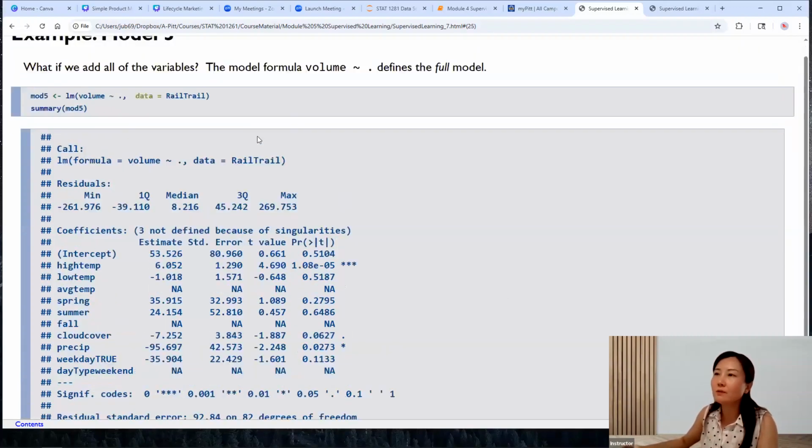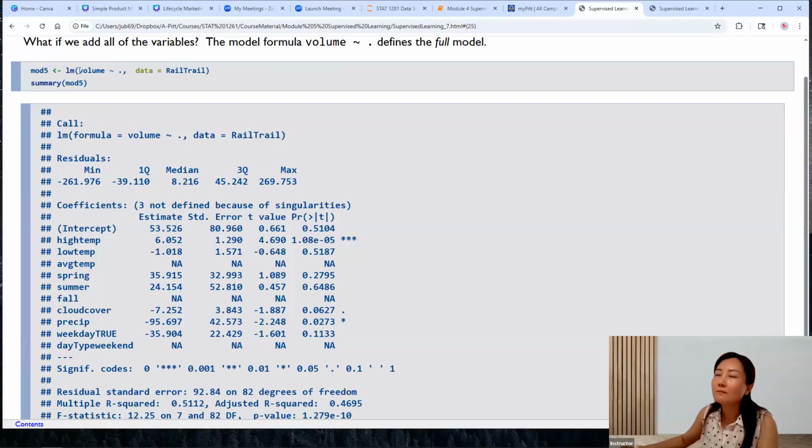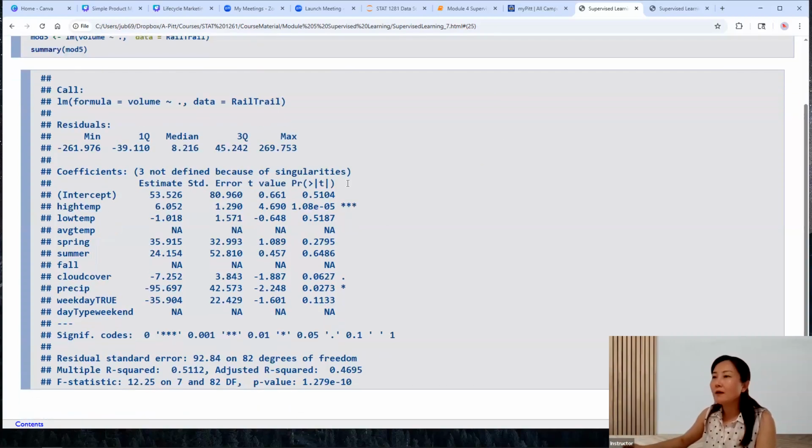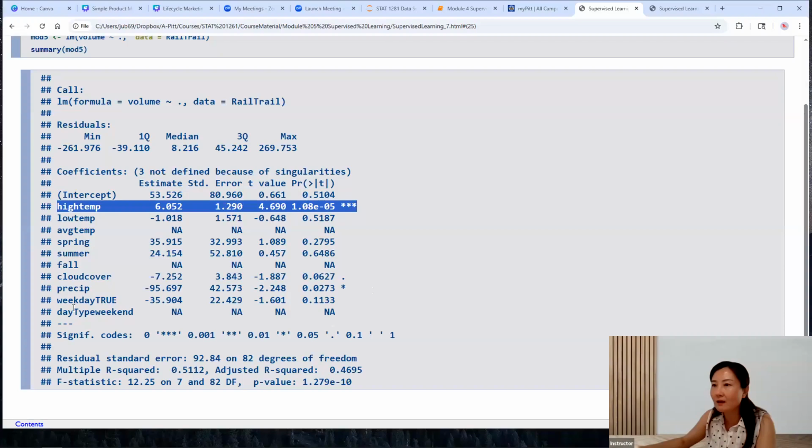And what if we throw all of the variables into the model? In order to denote the full model, we use volume tilde period. So this y tilde period is used to denote a full model. Then take a look at the table. You see we have some NA or missing values for some variables. For example, average temperature: the model cannot estimate its slope. Also the dummy variable for the fall season, and the last variable, date type, have missing values. Also, most of the variables are insignificant. Only high temperature and precipitation are significant, and cloud cover is marginally significant. The p-value is smaller than 0.1, but greater than 0.05.